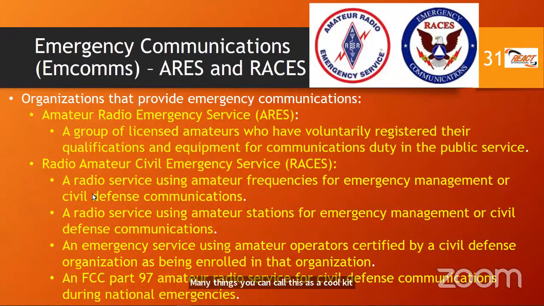All right, so we need to know a couple of things for the exam in relation to emergency communications. We need to know about two emergency communications organizations. One is called ARES and the other one is called RACES. So the first one, ARES, Amateur Radio Emergency Service, is a group of licensed amateurs who have voluntarily registered their qualifications and equipment for communications duty in the public service. So you need to learn this definition.